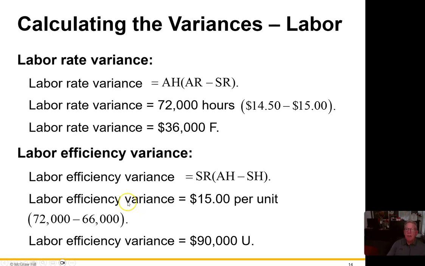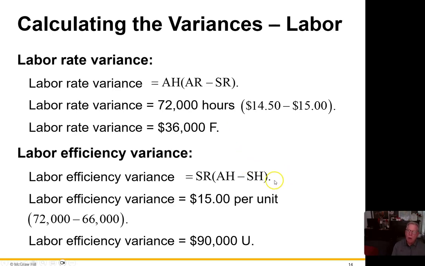Our labor rate variance is going to be similarly calculated. We're going to take the actual hours times the actual rate minus the standard rate. So here that's going to be 72,000 hours, and we did it for $14.50. Standard was $15. So our labor rate variance is going to be 36,000 favorable.